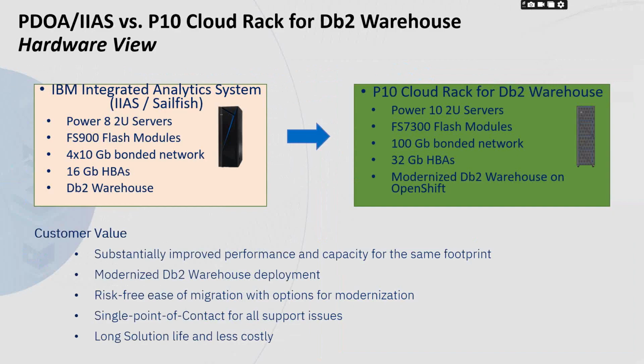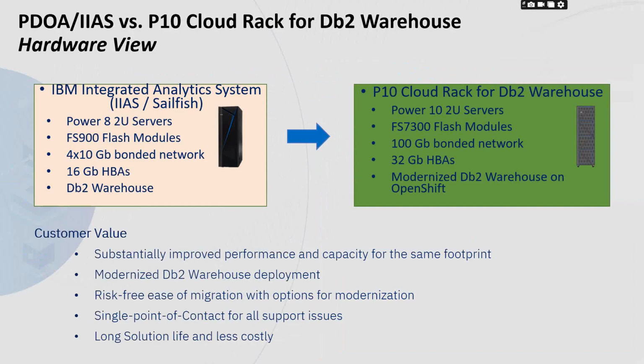So just taking a look at what's changed, right, between Sailfish and this. The first is, as I mentioned already, Power 8 to Power 10. So you're getting a tremendous gain in jumping 2 generations in the actual underlying servers, right, the Power 8 to Power 10 servers. We've also upgraded the storage from the 900 flash modules to the 7300 flash modules. We've improved the network from 10 gig to 100 gig.